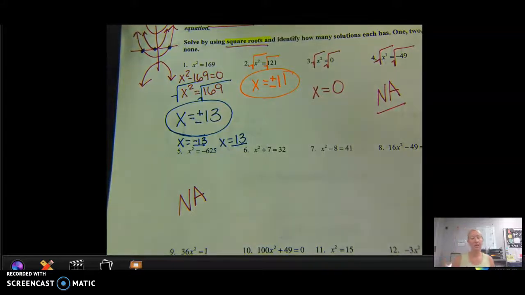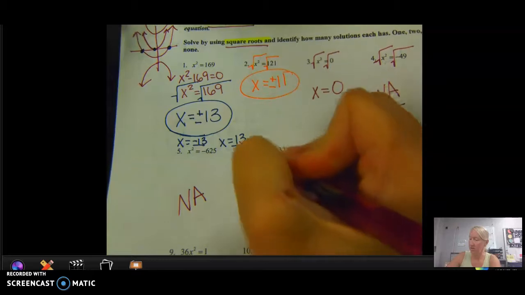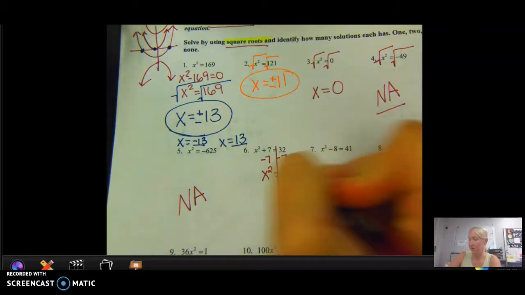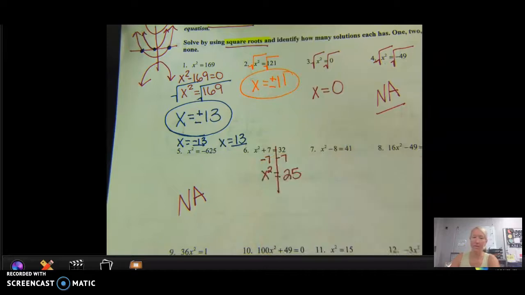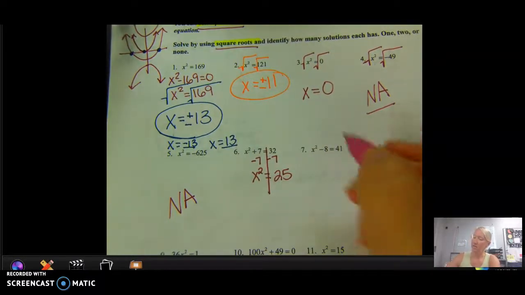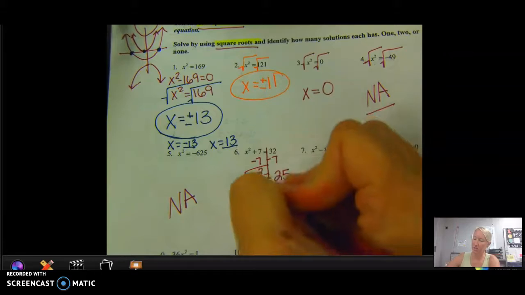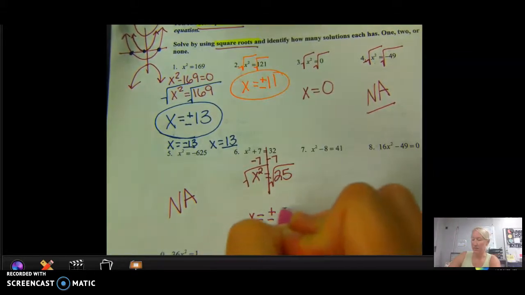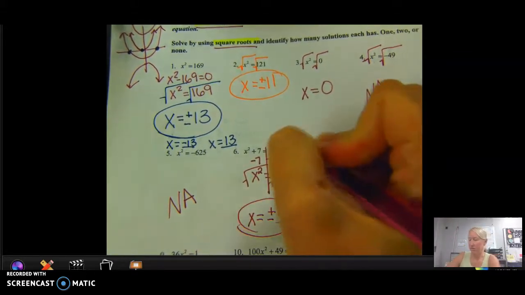Number 6. So on these, x squared is not by itself. So what I'm going to do first is I'm going to try to get x squared by itself. So I'm going to subtract 7. I get x squared equals 25. Now what I do is I try to get x by itself by square rooting. What I do to one side, I do to the other. So x equals positive or negative 5. Circle 7.